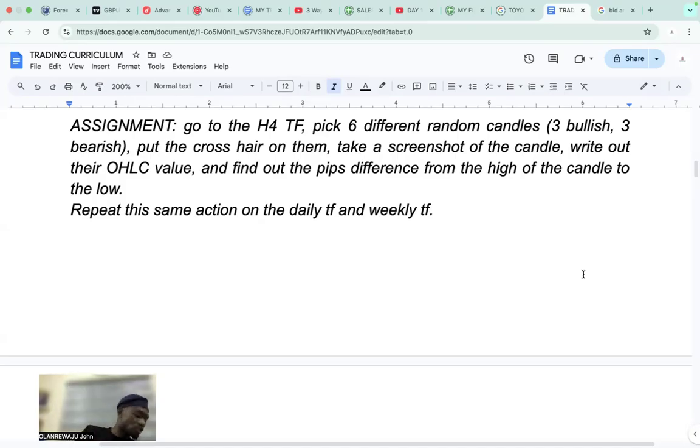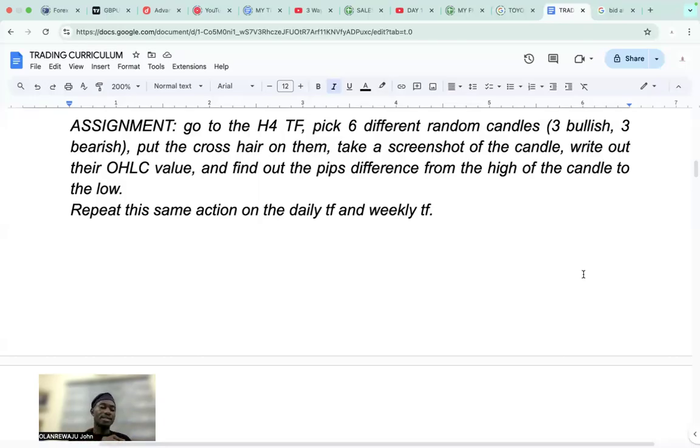So the assignment is that you go to your 4-hour time frame and you pick 6 different random candles, 3 bullish, 3 bearish. Put the crosshair on them. What's crosshair? That thing that is like a plus that is always running around the charts. For MT4, when you open MT4, I'm sure you've seen MT4 before. So you see the plus. As you are moving the plus around, you actually realize that the details of the candles are changing. So put the crosshair on them. As you have put the crosshair on it, take a screenshot of that particular candle.